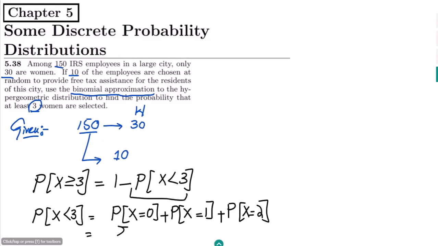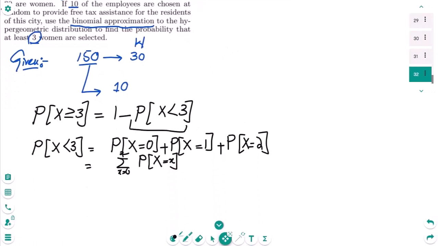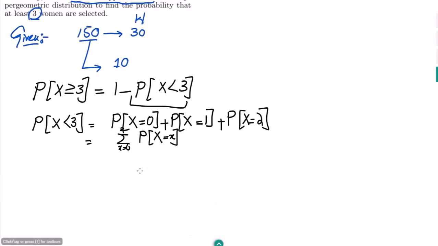Then it can be written as the sum for x equal to 0 up to 2, where this is the small x, of the probability that X is equal to small x. Now let me proceed by going downwards. So I can very easily write here the hypergeometric probability distribution.